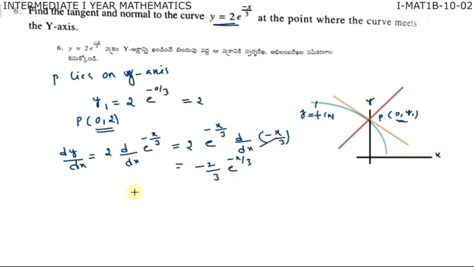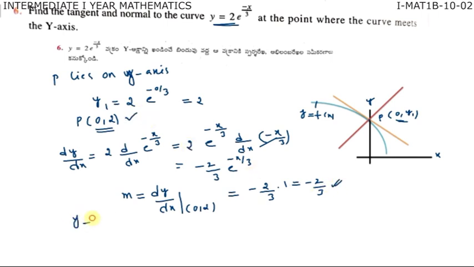Now m is equal to the formula dy by dx at the particular point 0, 2. From that you will get minus 2 by 3, e power minus 0 by 3, on simplification that becomes 1. So overall the slope of the tangent is minus 2 by 3. Again, you know the point and you know the slope.